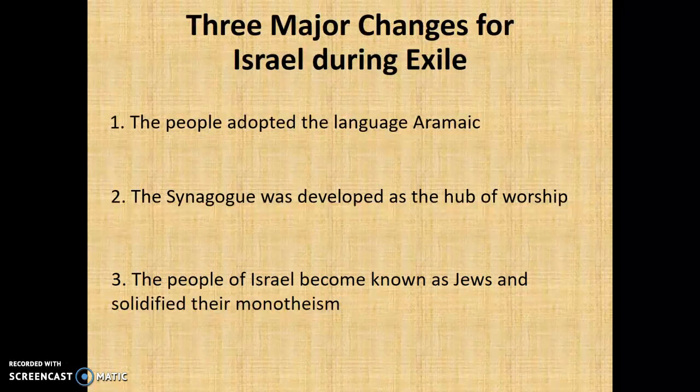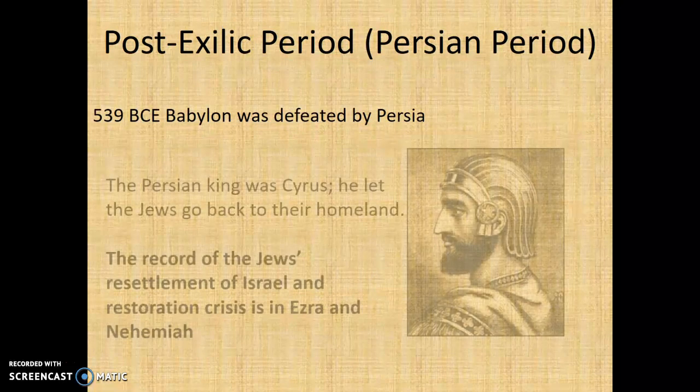Another thing that happened during exile, and you might have noticed the shift in my language, the people of Israel became known as the Jews during exile, and they kind of solidified the idea that they were going to worship only one God, monotheism, because they looked back and saw that the main problem, the reason that they were in exile, they believed, was because they were not being faithful to the one God, Yahweh, and were instead worshiping other gods. So these three changes are important background information as we move into the New Testament times.